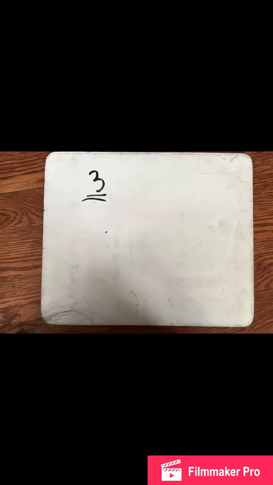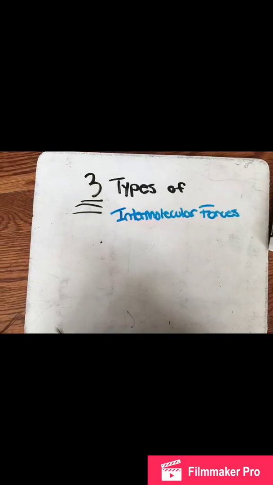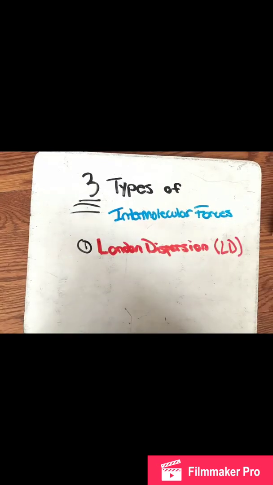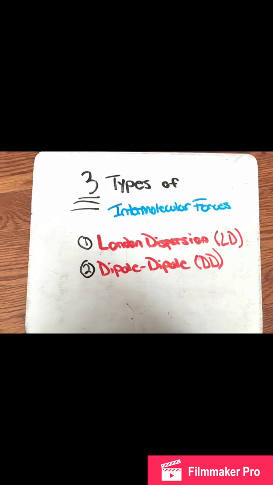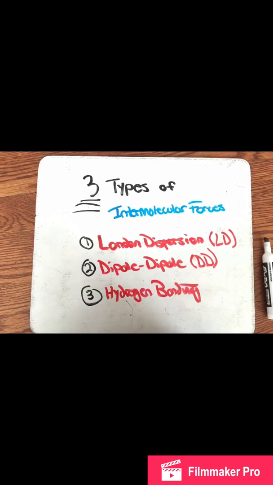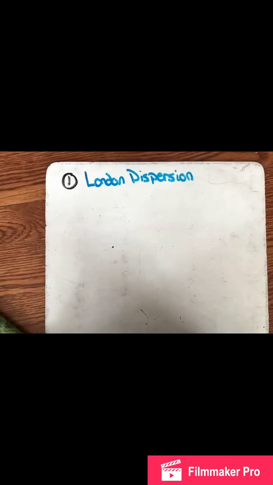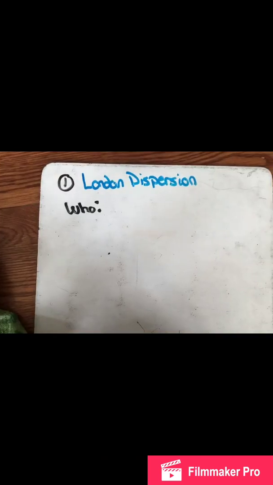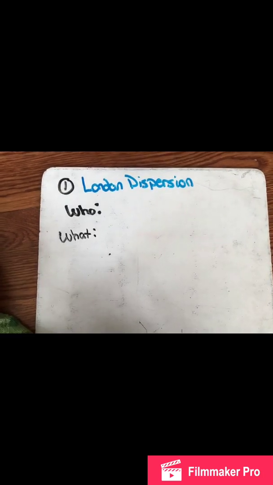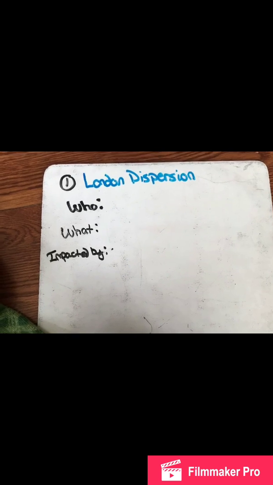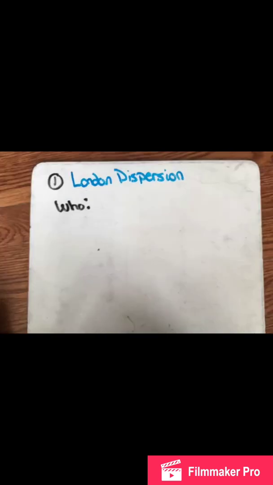There are 3 types of intermolecular forces. The first is London dispersion. The second is dipole-dipole, and the last one is hydrogen bonding, which you've actually already seen before. The first type is London dispersion forces. We will learn who or what molecules have them, what London dispersion forces are, what they're impacted by, and finally what they actually do. Firstly, who has them?